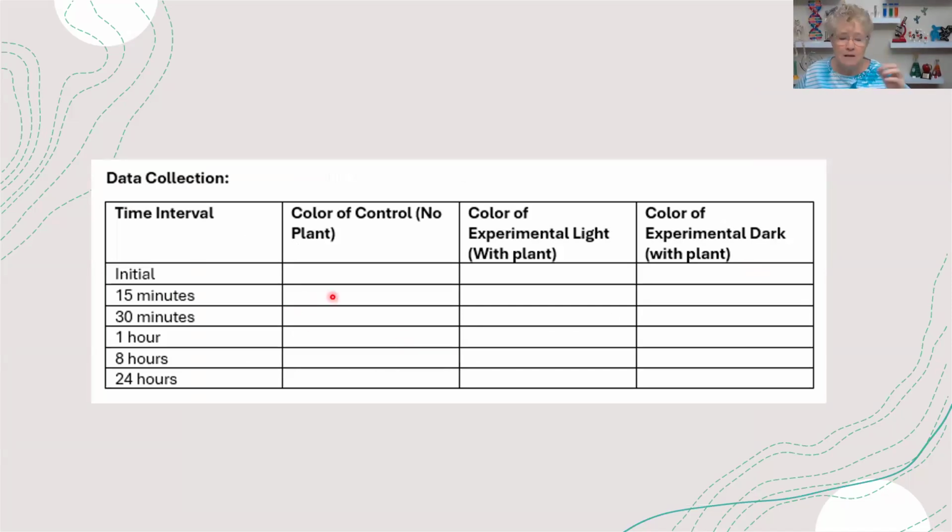At 15 minutes, I'll look at it again. I'll take a picture, and then half an hour from now, I'll take a picture, an hour, 8 hours, and 24 hours. So about 24 hours from now, I'll send you guys all of the pictures so you can use them. You'll fill out the chart, and then you'll use that information to answer the questions in the analysis part of the lab sheet, that very last page. That's what we'll talk about next week.